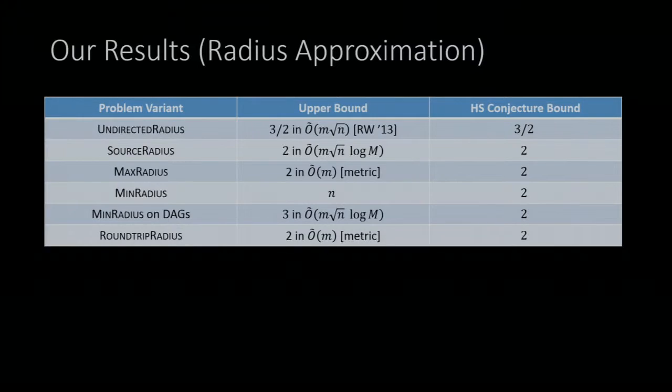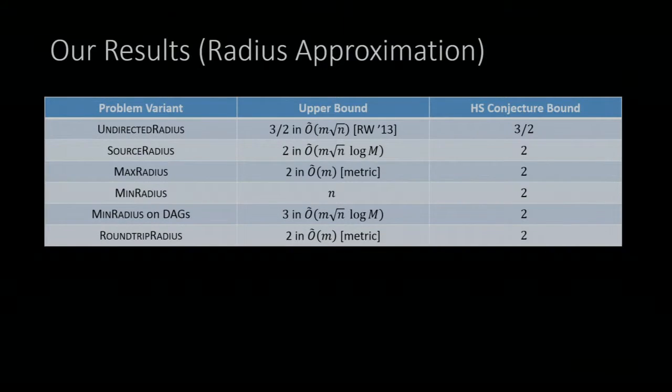So our results for radius are all new because we're introducing the hitting set conjecture. We managed to show that the algorithm for undirected radius actually turns out to be tight under this new conjecture. But surprisingly, we find that a lot of other algorithms are tight, and not even at 3/2. These other algorithms are tight at 2.